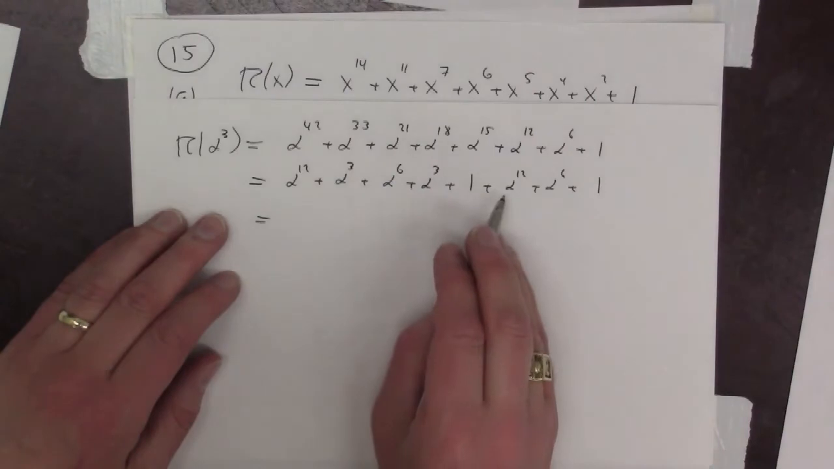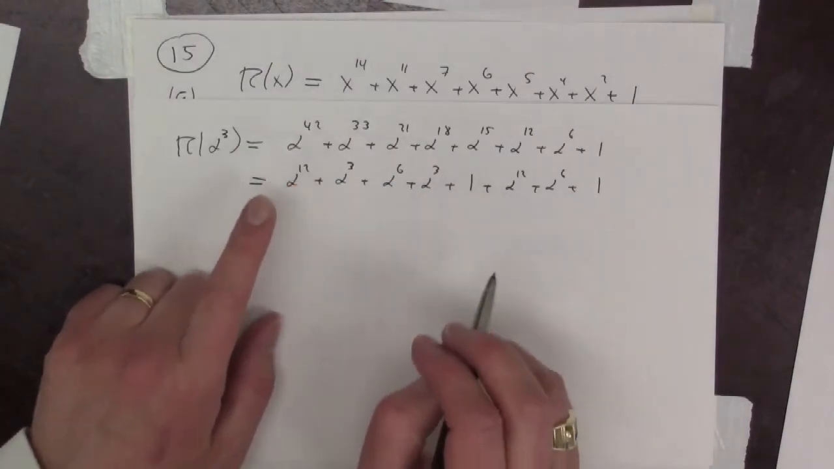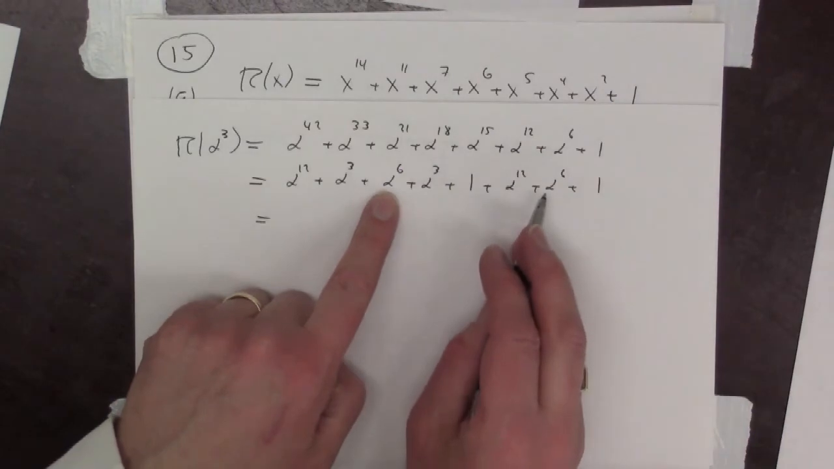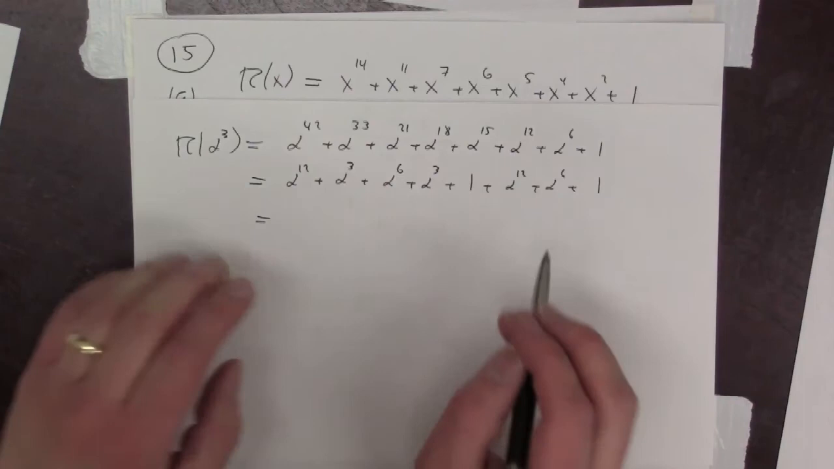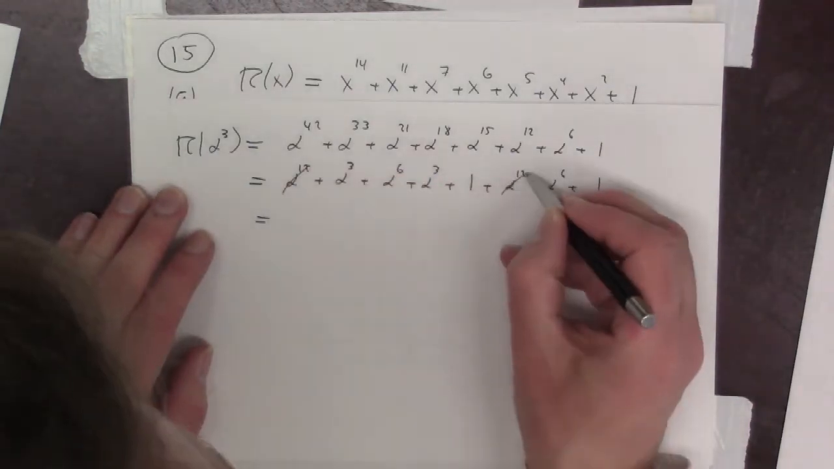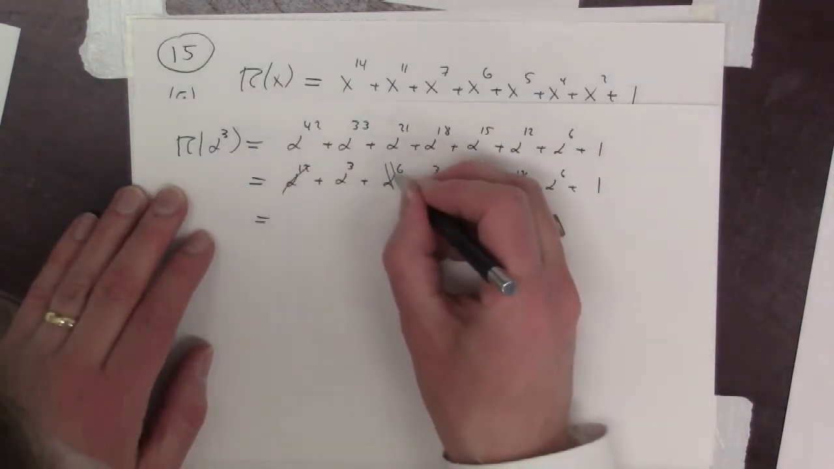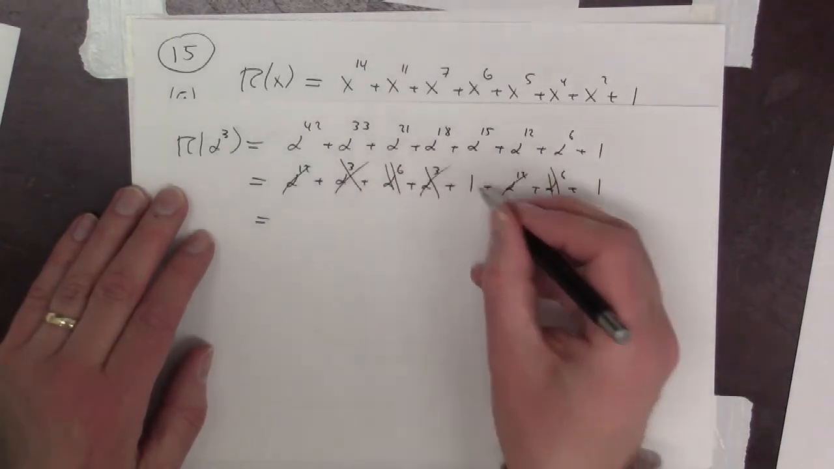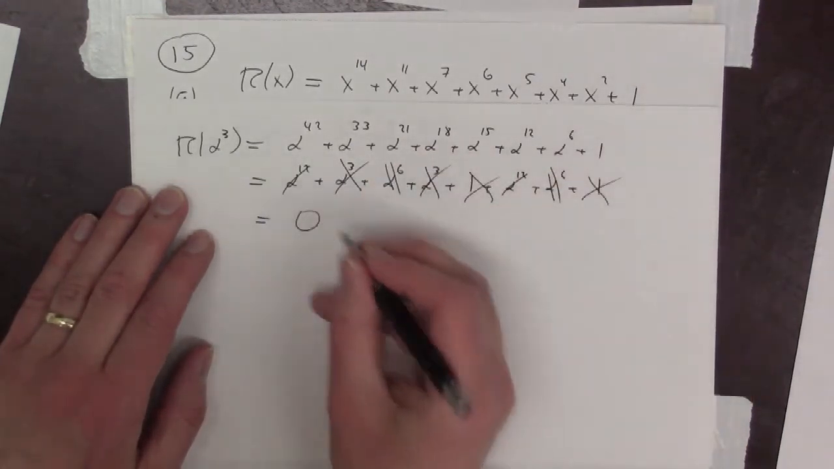I have 2 alpha 12. They're gone. Then I have an alpha to the 6 and alpha to the 6 here. They're gone. I can cancel that. Cancels with that. Alpha to the 6 cancels with alpha to the 6. The alpha cubes cancel. The 1 cancels the 1. I get 0.